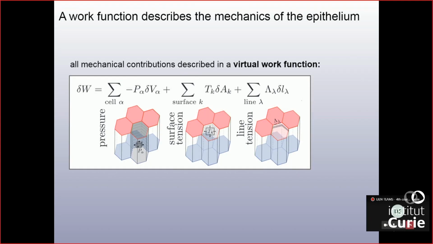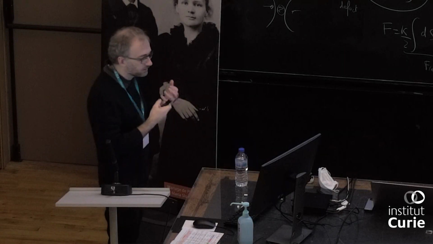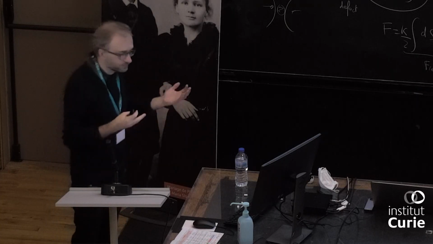Okay, and then in order to have a mechanical description of this tissue, we need to find a way to implement our knowledge of cell mechanics into this model. And this can be done by introducing a virtual work function, which contains several terms. One of them contains the cell pressure, which is coupled to the variation of the cell volume. And this internal pressure, here we adjust it so that the cell maintains its volume, because we are looking at examples where the cell volume is not really varying.